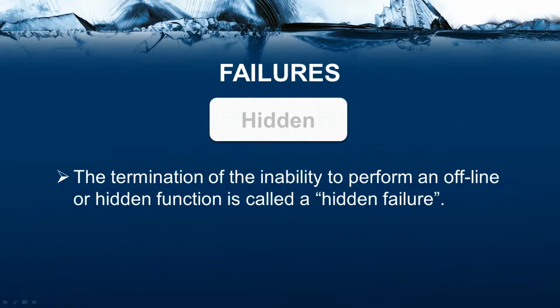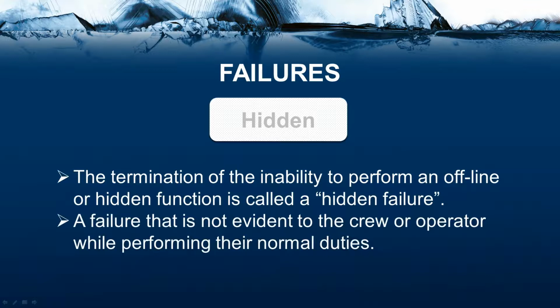What is hidden failure? Hidden failure, often you don't see what is happening. You are running your car, and many times you don't know that the engine oil is in a bad shape. The contamination of the engine oil has become so bad that you should not run it. These are hidden failures. It's not evident to you. So the inability to perform an offline or hidden function is called a hidden failure: a failure that is not evident to the crew or operator while performing their normal duties.